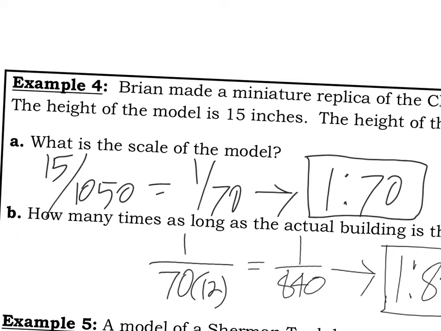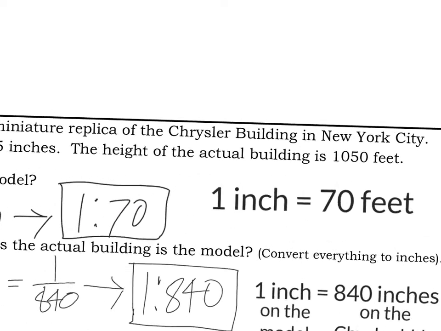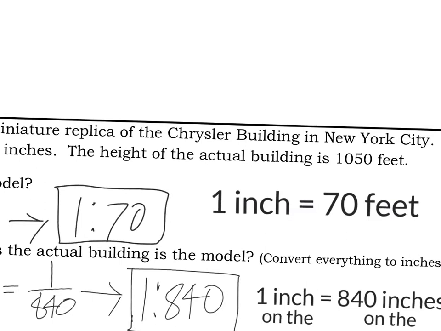If you need help simplifying your fractions, you can use the Desmos Scientific Calculator. It's an app, or just Google it. It's also a website. That's really helpful for simplifying fractions. So I'm going to write my scale factor as 1 to 70. And so if you need help interpreting that, it basically means 1 inch equals 70 feet on the actual building.